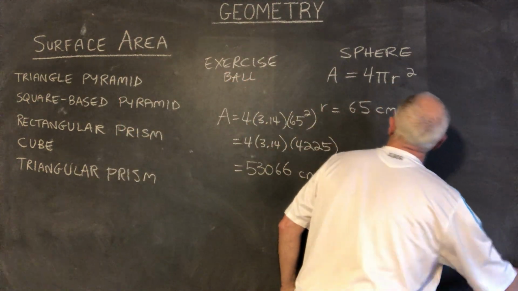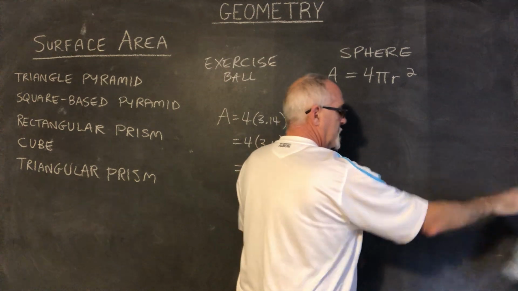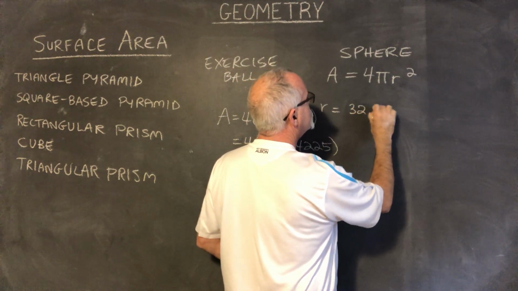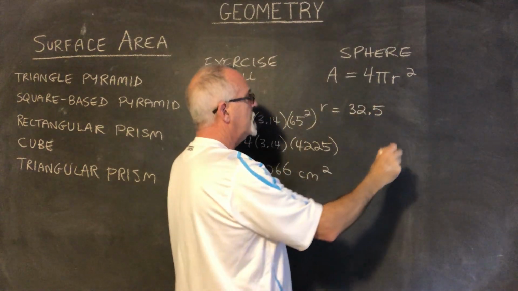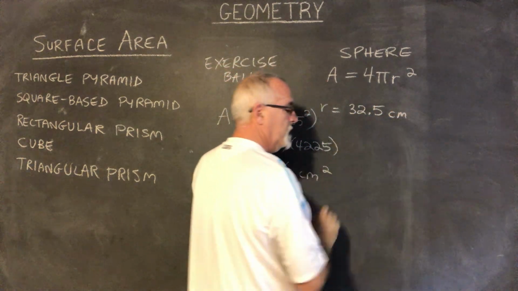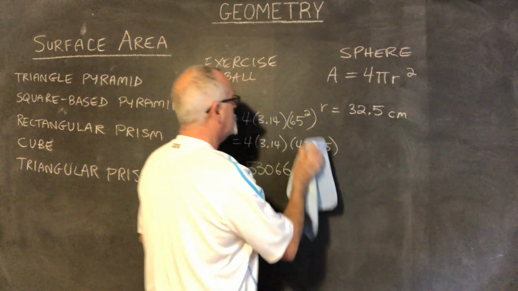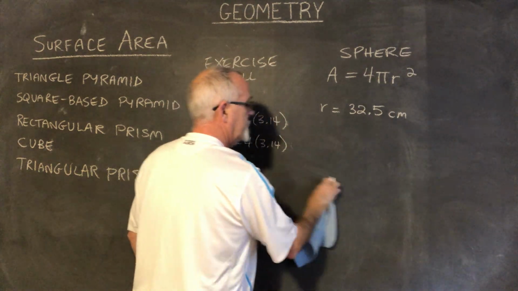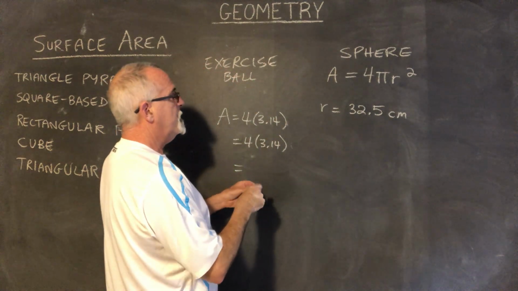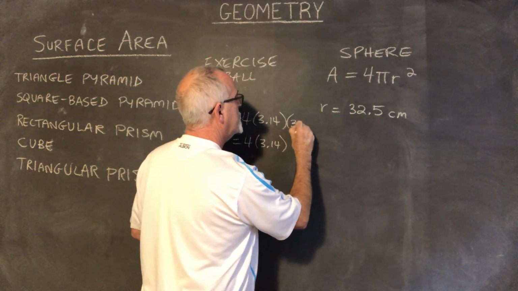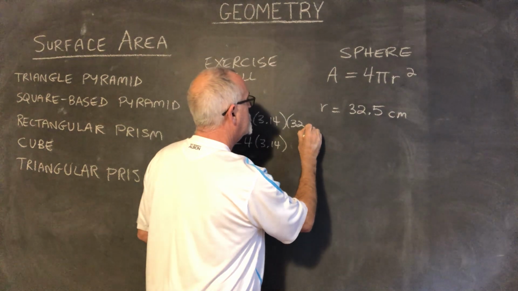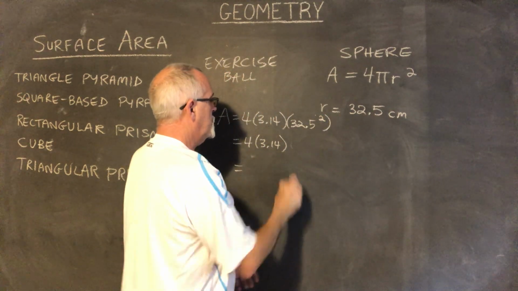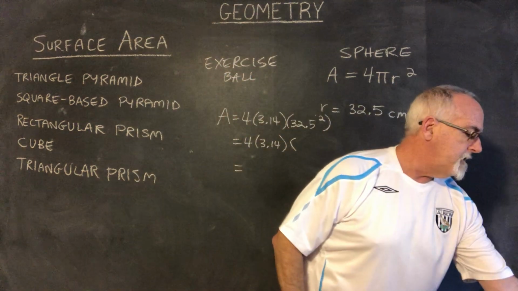So it's not 65 centimeters. Now I'm embarrassed. Half of 65 is 32.5, right? Yes. So the radius is 32.5 centimeters. It is time for me to correct my mistake. Let's erase. And we are doing 32.5 squared, and no, I'm not going to do that one in my head.